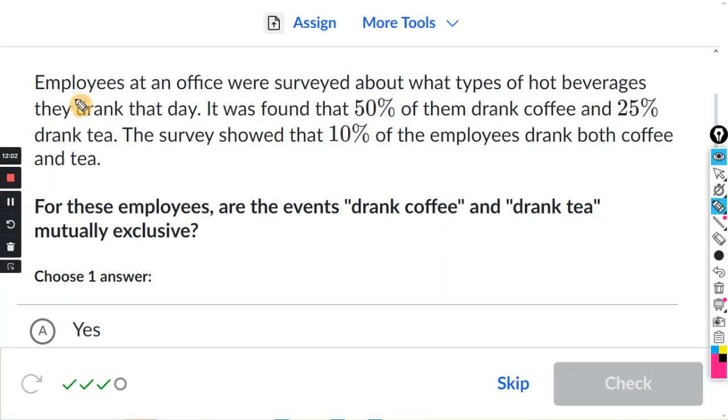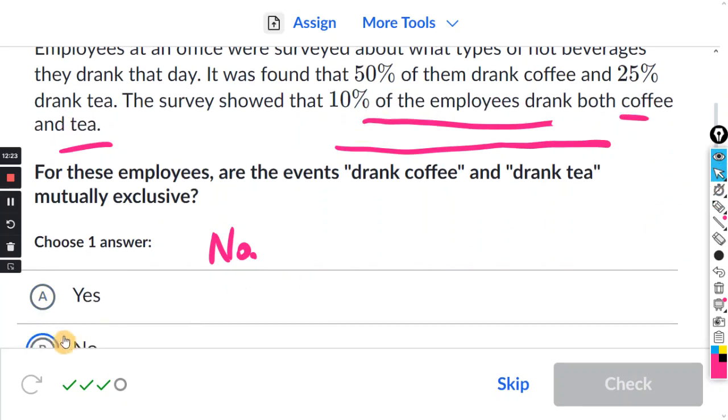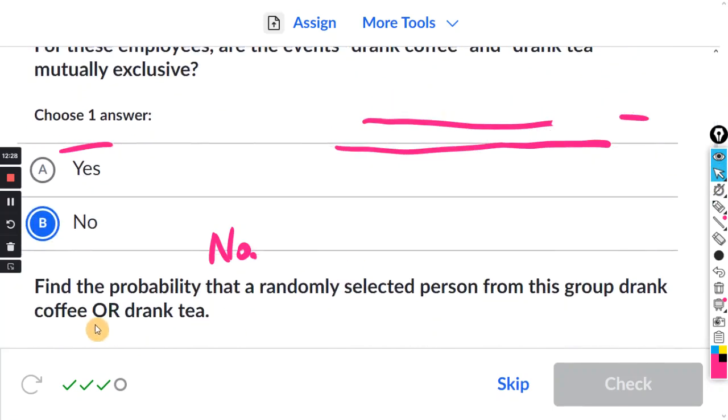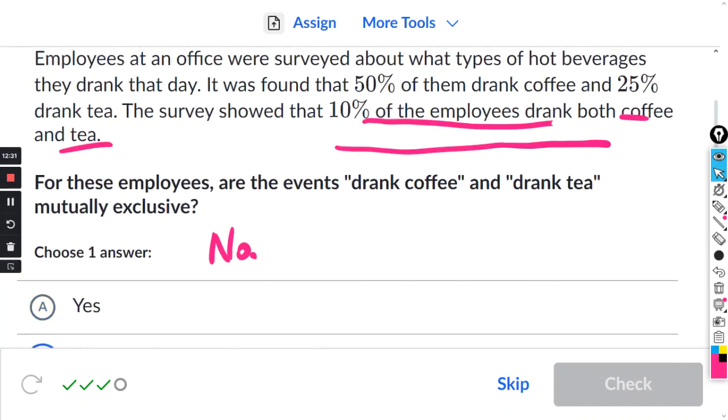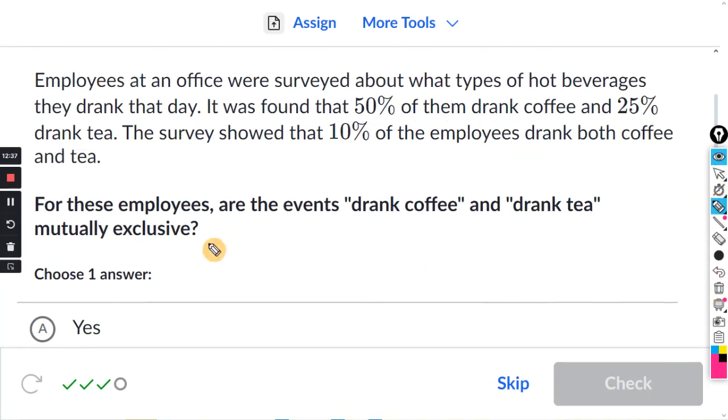Employees at an office were asked what types of hot beverages they drank. 50% coffee, 25% tea, 10% drank both coffee and tea. Are they mutually exclusive? No, some people drank both. So the first one is definitely a no. And then it asks the probability of coffee or tea. It's the same formula that we've been using. I'll abbreviate with a C and a T.